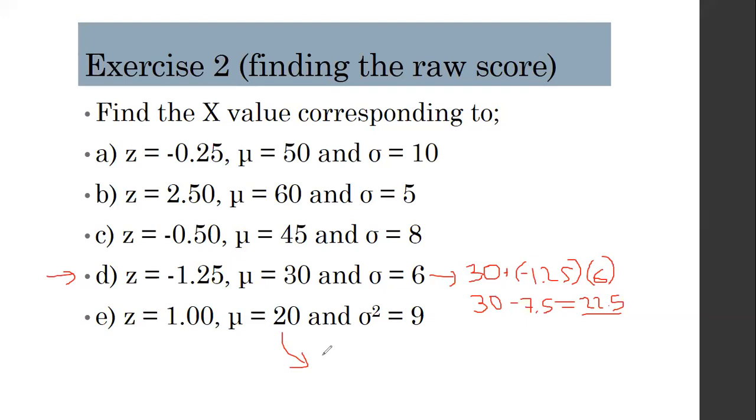I said 20 plus 1.00, and then in brackets I put the 9, the square root of 9. Why square root of 9? Not square root, I made a mistake. I meant 9 squared. You want to square this 9? Inside the bracket. What is this? What is this actually?